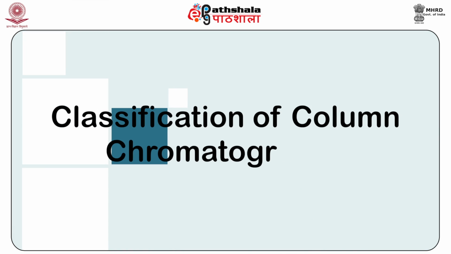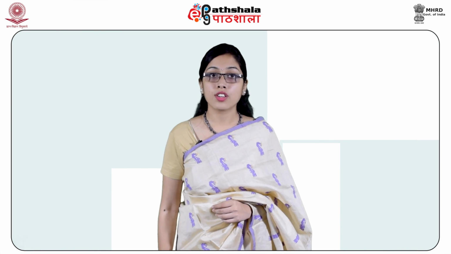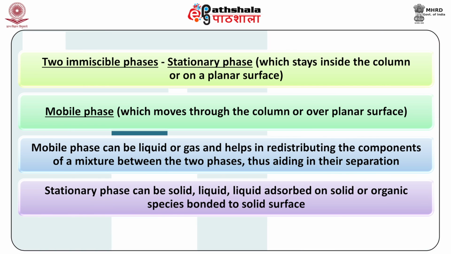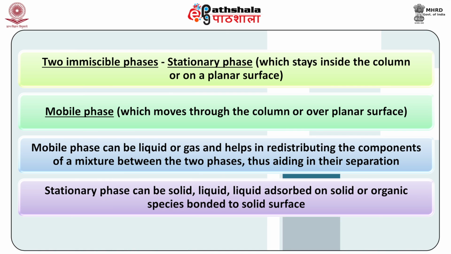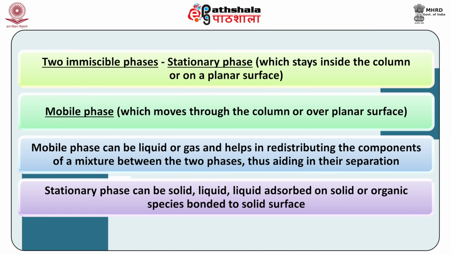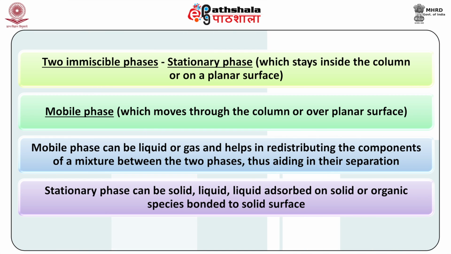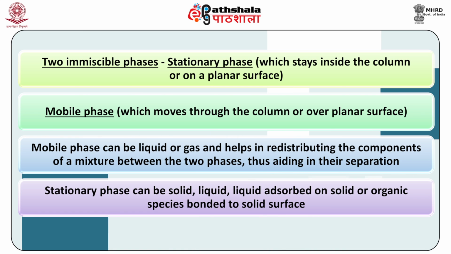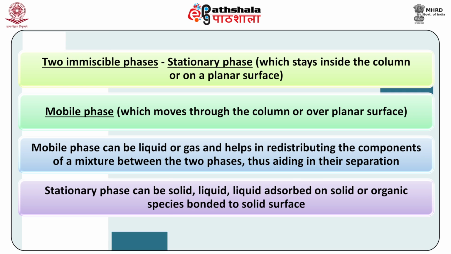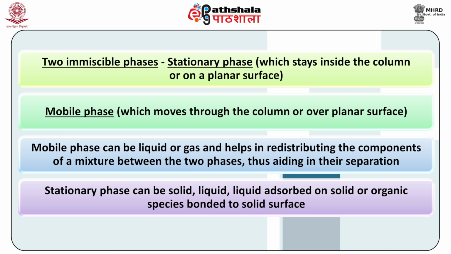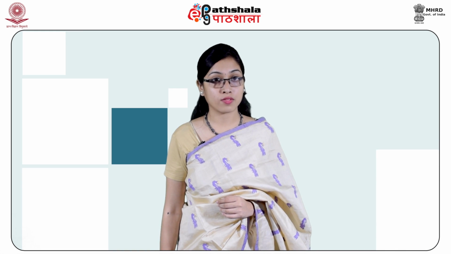Next, we will be studying the classification of column chromatography. Chromatography is a dynamic process and all its types involve two immiscible phases. One is the stationary phase, which stays inside the column or on a planar surface, and the other is the mobile phase, which moves through the column or over the planar surface. The mobile phase can be liquid or gas and helps in redistributing the components of a mixture between the two phases, thus aiding in separation. The stationary phase can be solid, liquid, liquid adsorbed on solid, or organic species bonded to a solid surface. Solid forms include ion-exchange resins.